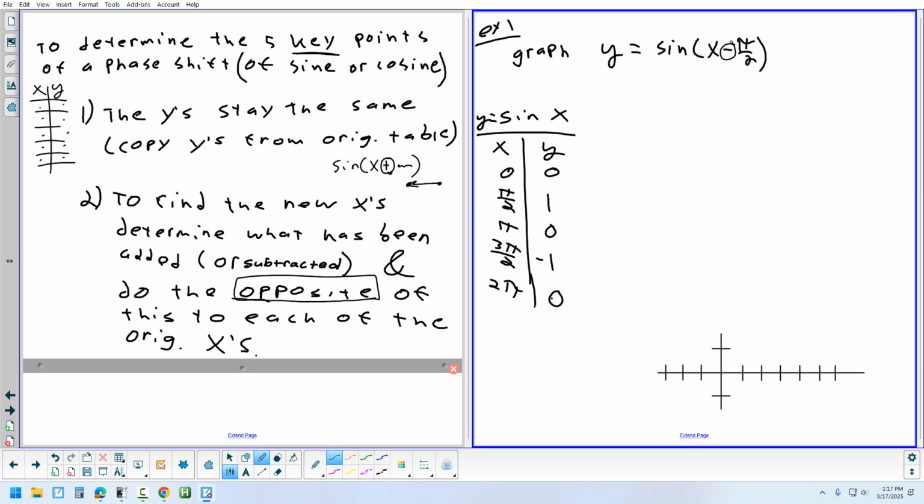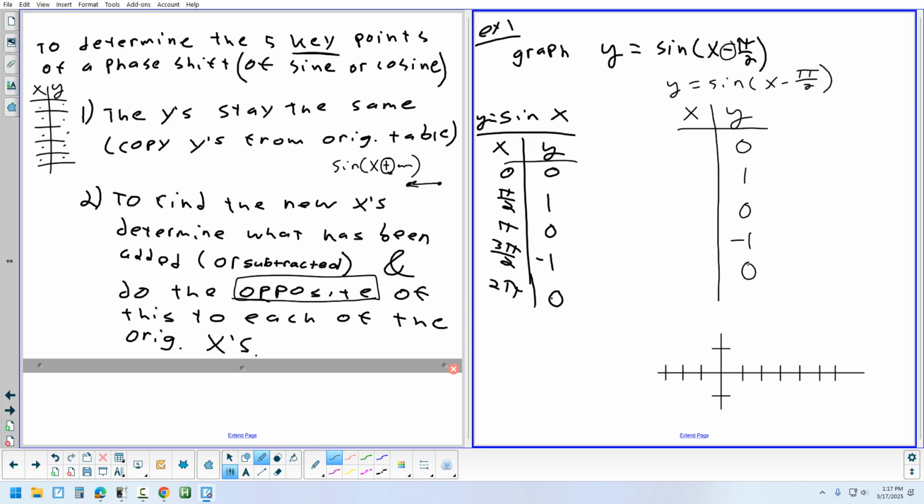Okay. What I did is I copied down the original table just for reference this time. But what we want to do is our final table for sine of x minus pi over 2. Okay. What column is going to stay the same? The y's. Since the y's are not changing, where do we get those y's from? The right side. Yeah, the original table right on the right-hand side. 0, 1, 0, negative 1, 0.